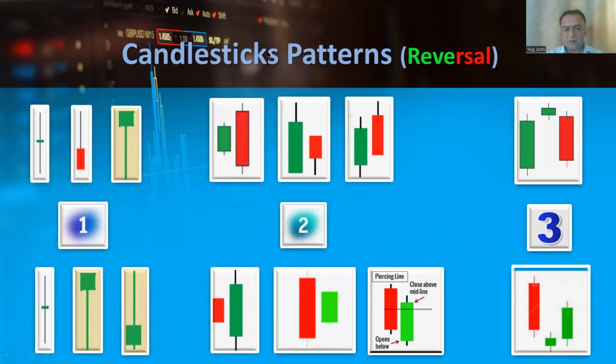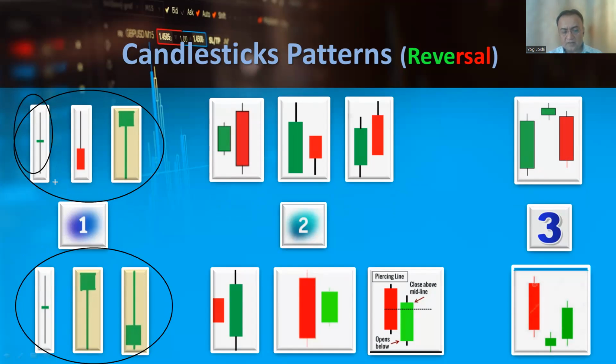From left to right, these are the single candlestick patterns. Every candle has a different name. This candle is known as a doji candle. This is known as a shooting star, this is a hanging man, and this is the hammer. The shape is the same, but only the location is changed.